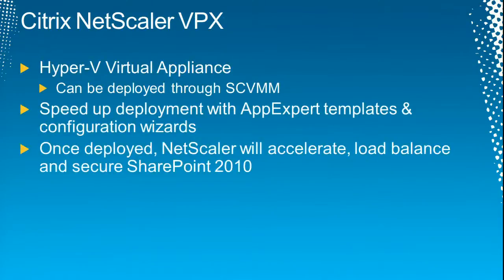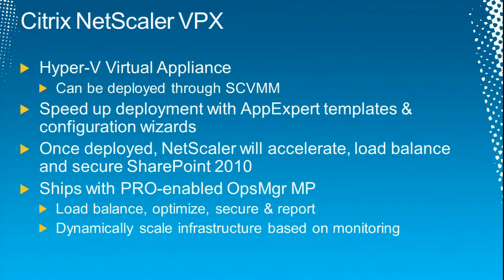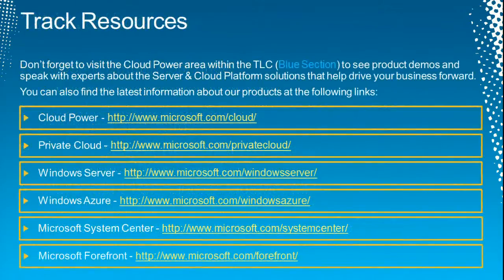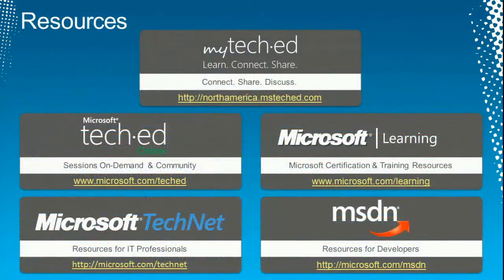And finally, NetScaler for that load balancer. You could use F5, you could use NetScaler. This is a load balancer that can be deployed through Virtual Machine Manager as a virtual appliance. It's got pre-configured wizards in it for things like SharePoint and Exchange, so you can very quickly load balance. And it's PRO-enabled, which means if Ops Manager is integrated and monitoring stuff like NetScaler, should there be problems in the estate, we can move around virtual machines based on the changes. So lots of resources there.